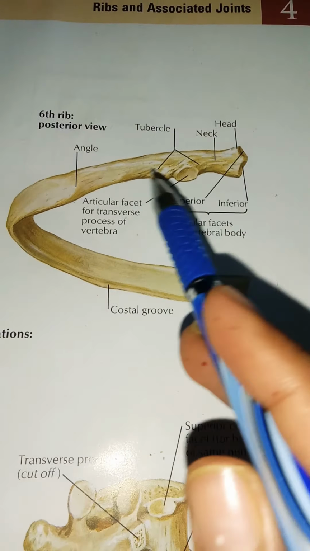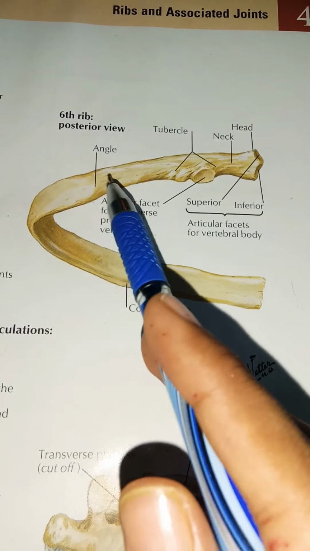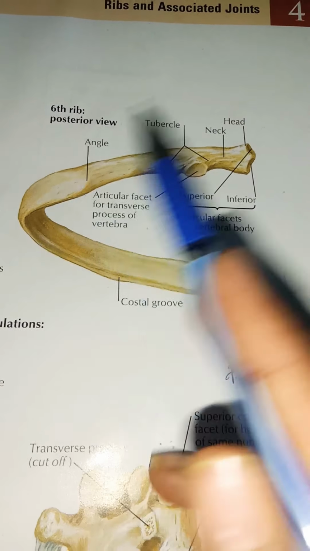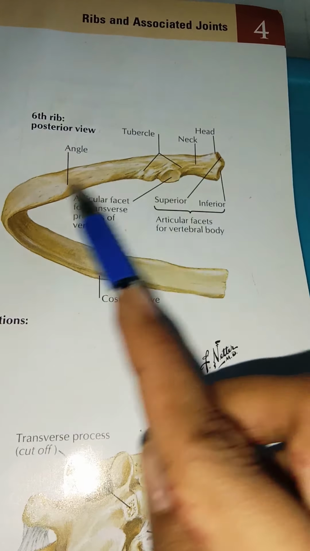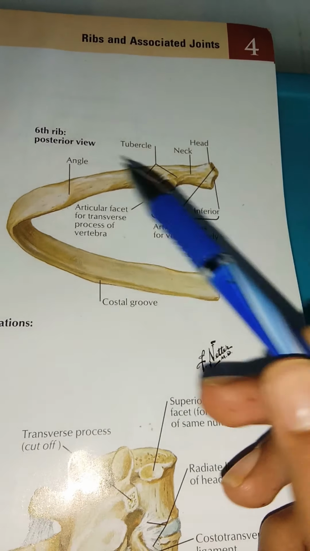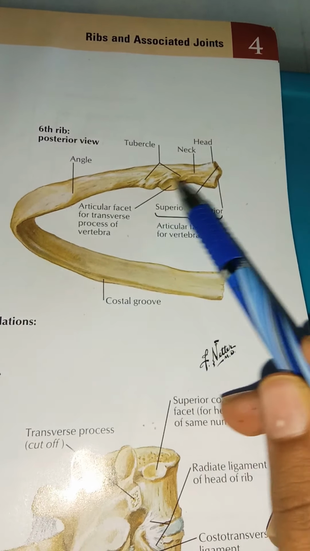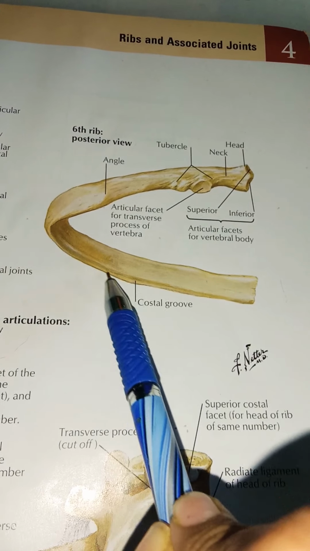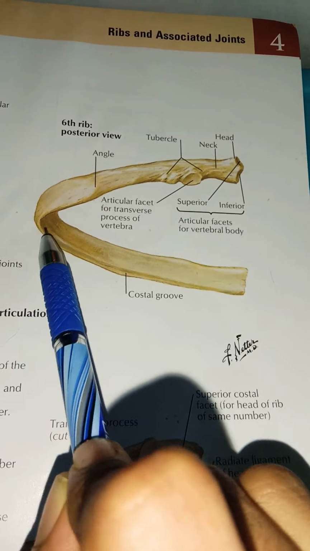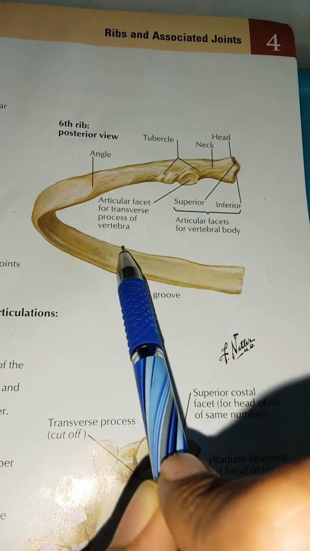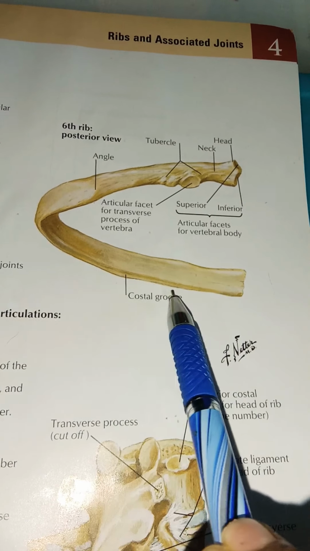So head, neck, tubercle. This is the angle of our rib, and you can see this is the outer surface and this is the inner surface. As it is a curved structure, you can understand this is the outer surface. This all outer surface is backward, but this is the inner surface. In the inner surface also you again have the upper border and lower border.